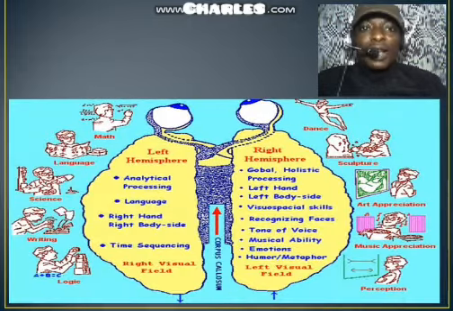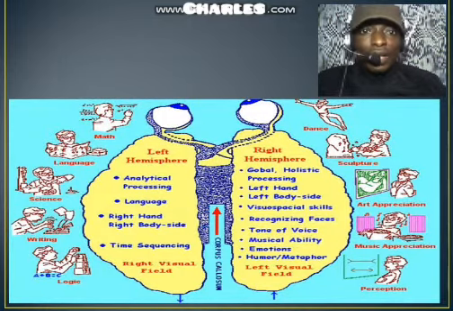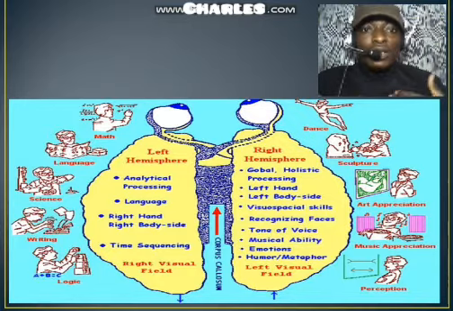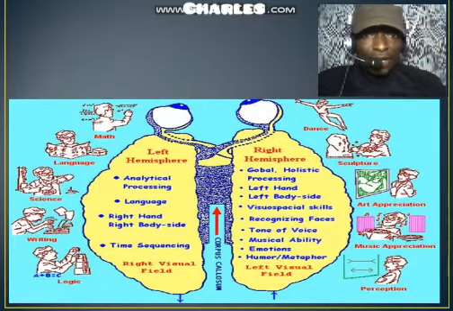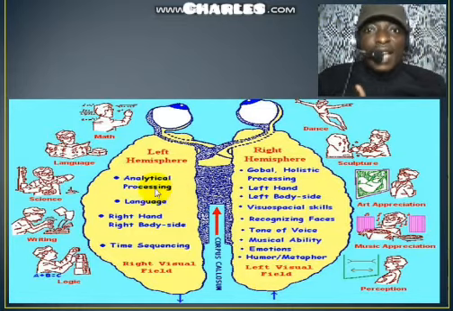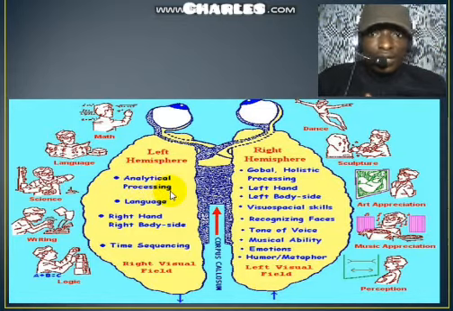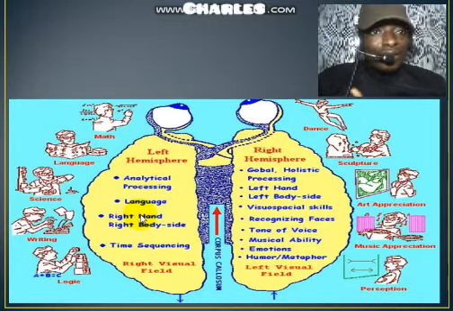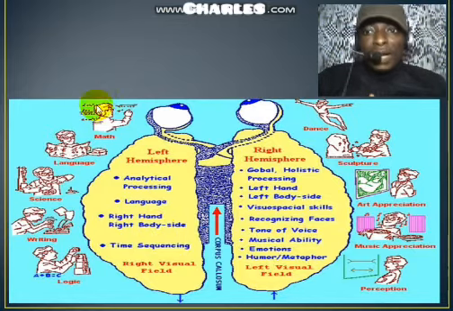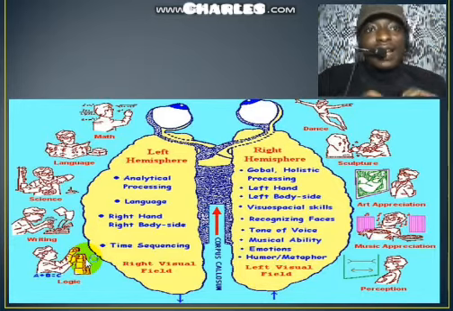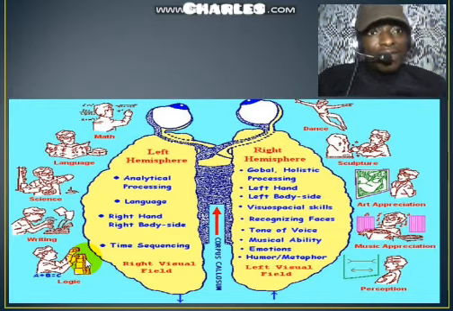Alright? Good. Now, this diagram explains some of the roles or specialties of the left and the right hemisphere. Alright, the left hemisphere is involved in analytical processing and language. It controls the right hand and the right body parts. Now mathematicians, scientists, writers, and logicians have their left hemisphere dominant or more active over the right hemisphere.